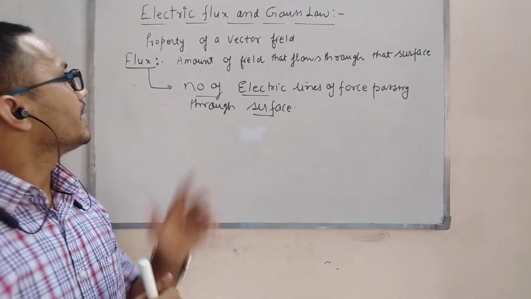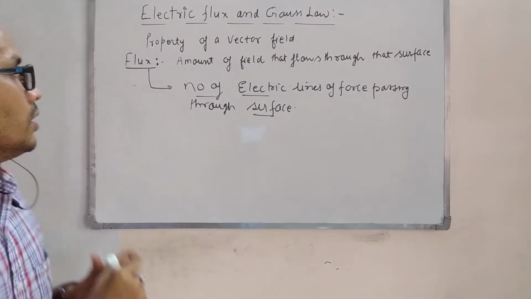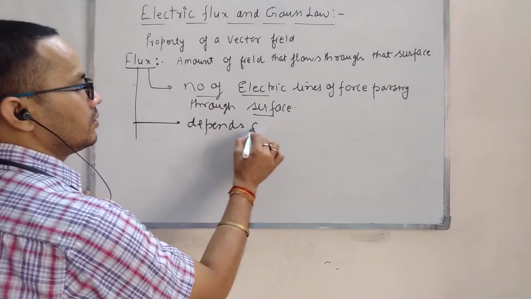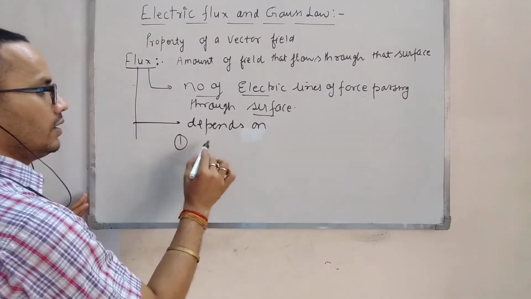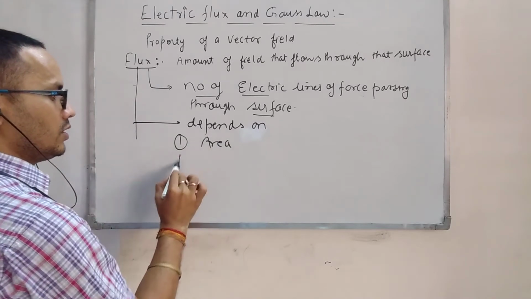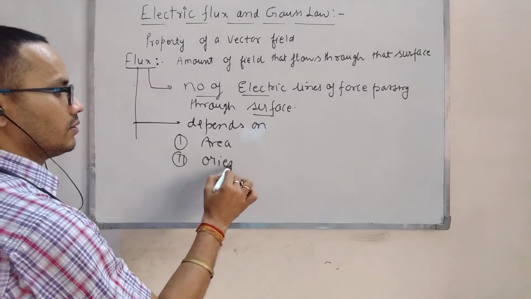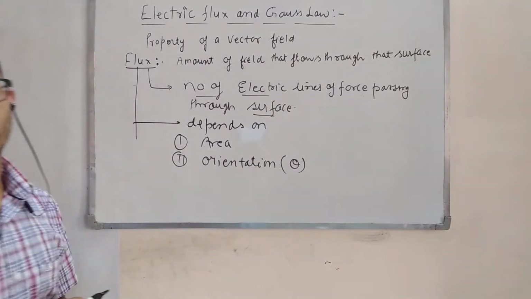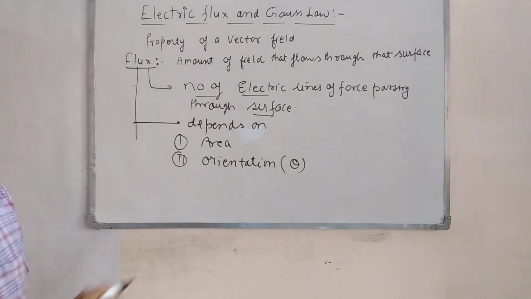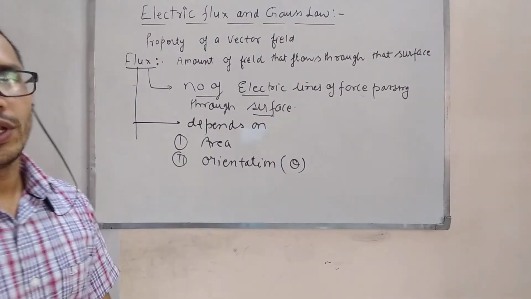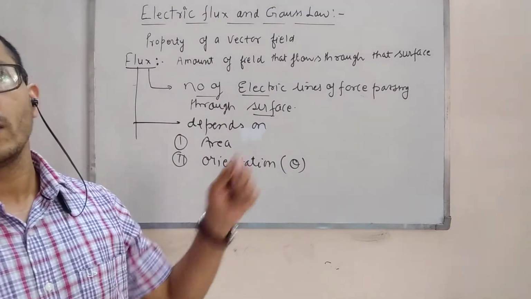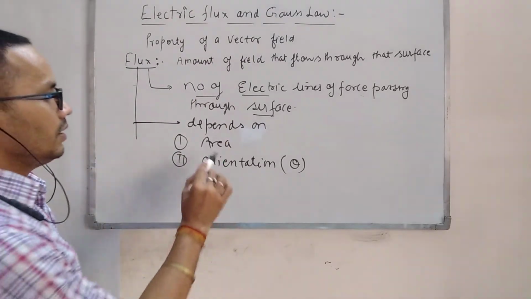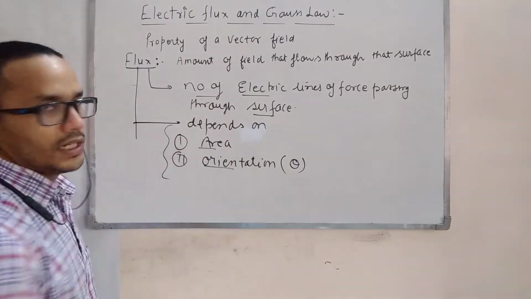Now we will see how we can calculate the flux through any surface. So flux depends on, first point, area, second point, orientation, or you can say angle, say it is theta. So basically Gauss gives the idea of calculating the flux. How to calculate flux through a surface and what it will depend on, he explained that. So first I will see how it depends on the area and orientation.